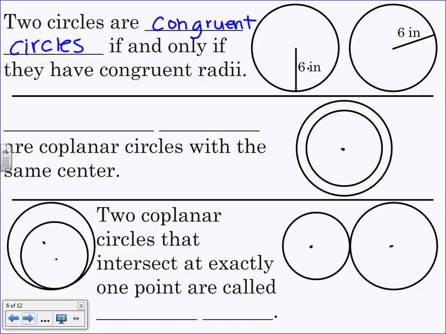So two circles are congruent circles if and only if, that biconditional again, if and only if they have congruent radii. It would also be true if they had a congruent diameter, because a congruent diameter would also mean that they have congruent radii.